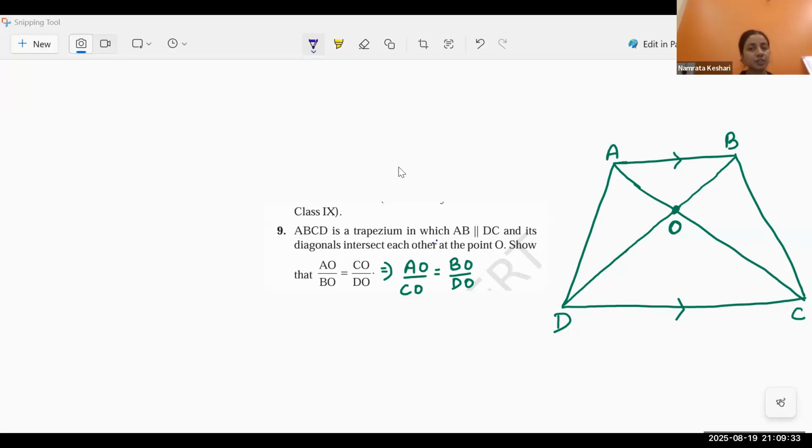And one more thing, for this question we have to do one construction, because without doing the construction we won't be able to prove. Do you have to keep in mind the construction part? Yes, this is a special question, and for a special question you have to keep in mind how to do the construction. Whenever you encounter a trapezium-based question where you have to prove a ratio, you need to do the construction. You have to draw a line passing through O parallel to AB. Making sense? Yes, ma'am.